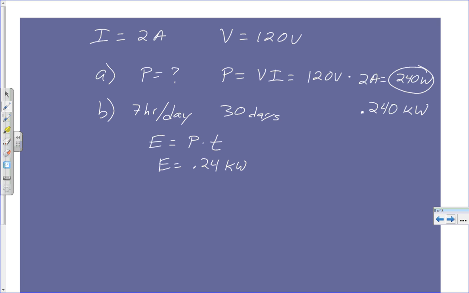And then for the time, if we want kilowatt hours, the time needs to be in hours. So 7 hours per day for 30 days would be 210 hours. So put the power in kilowatts, the time in hours, multiply them together, and we would have 50.4 kilowatt hours.